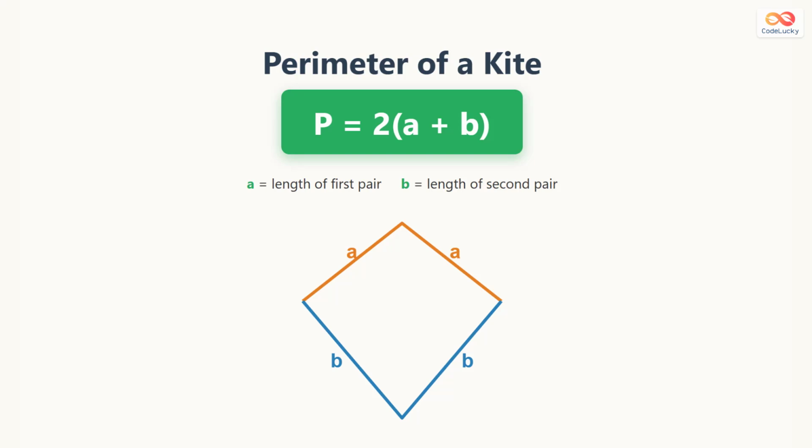To find the distance around a kite, or its perimeter, we just need to add up all the sides. Since the sides come in pairs, the formula is simply 2 times the sum of the short side plus the long side.